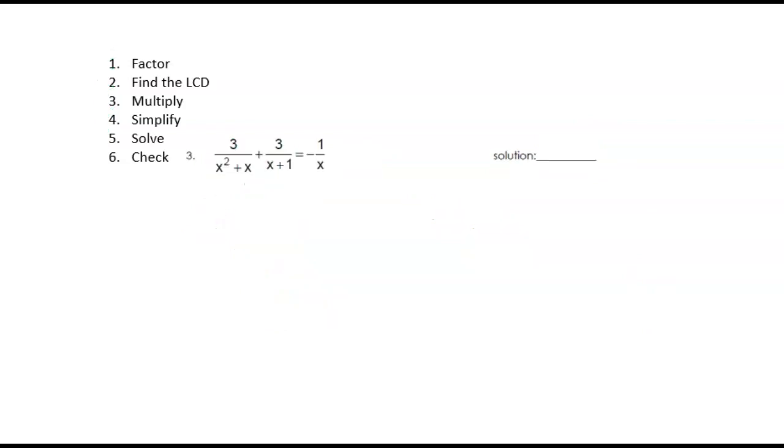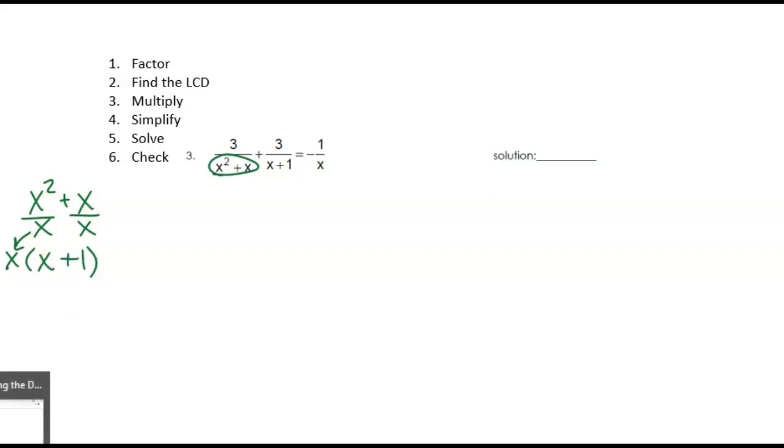Moving on to number 3. On number 3, I do notice that I have something with an exponent. So x squared plus x can be factored. I can divide both of those by x. So x comes out. X squared divided by x is an x. Positive x divided by x is a positive 1. So my two factors are x and x plus 1. So I have factored all of my denominators. The other two did not need to be factored.